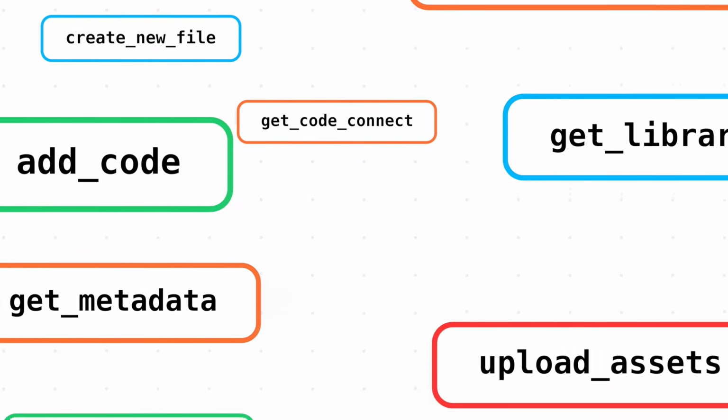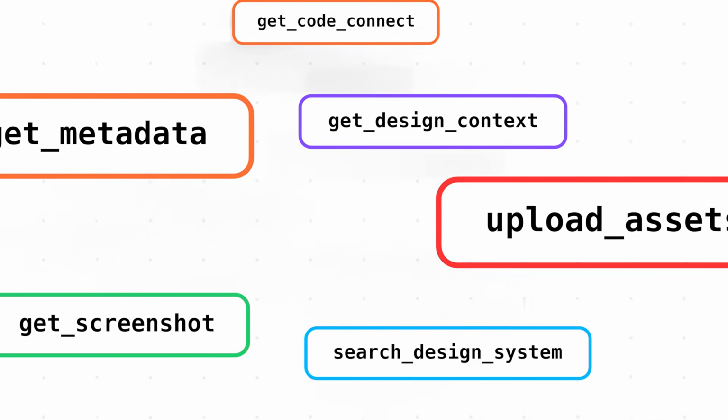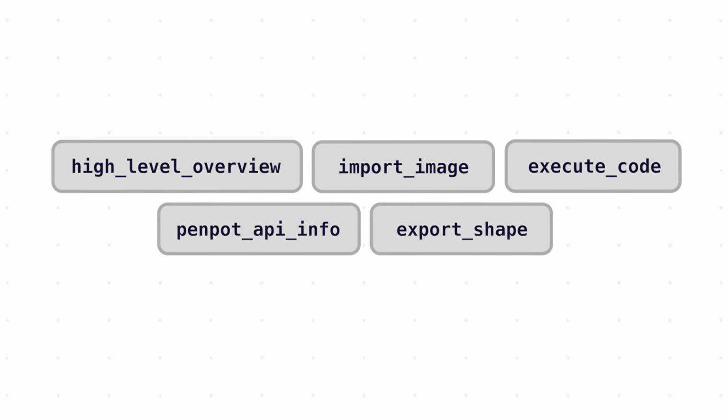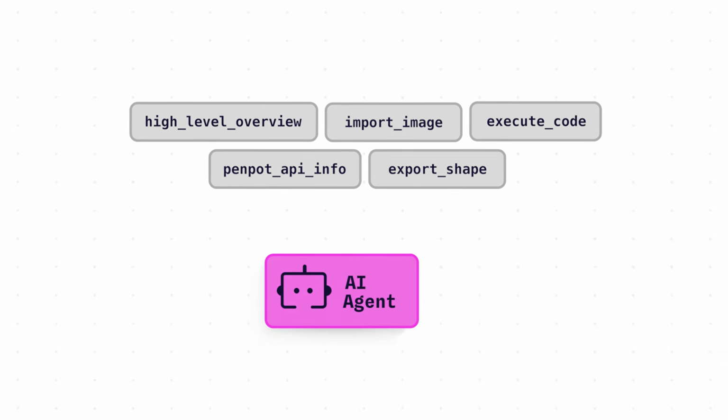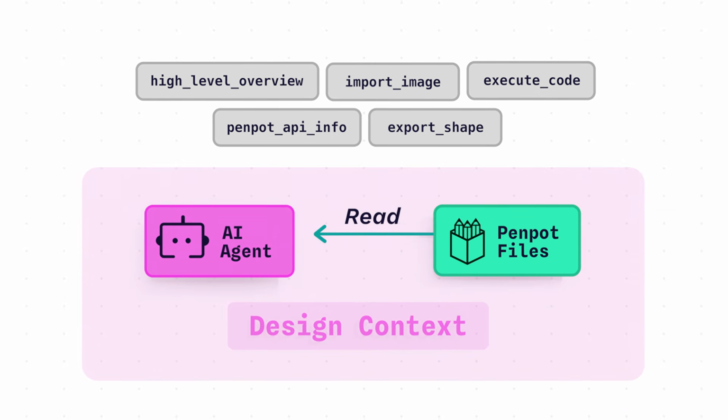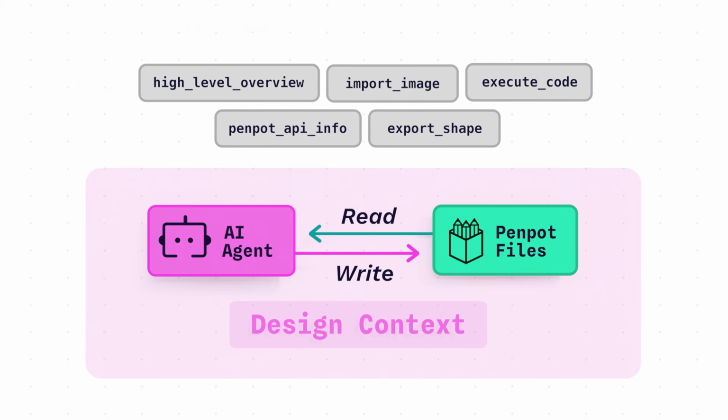While other design platforms rely on dozens of MCP server tools, Penpot MCP Server focuses on just 5 extremely versatile tools, giving agents what they actually need: rich context and full autonomy to read and write Penpot design files.